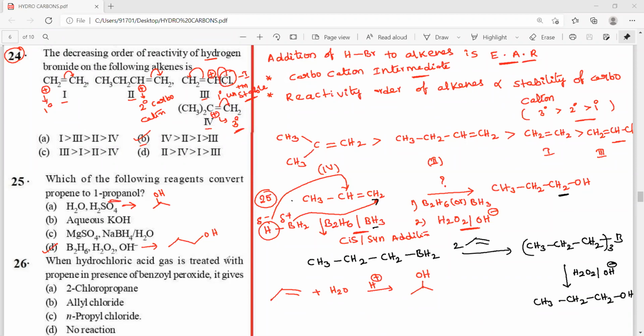So the suitable reagent is B2H6, the diborane, followed by oxidation in the presence of base, OH minus ions. Then we get propan-1-ol as the correct product. So the answer is D option.